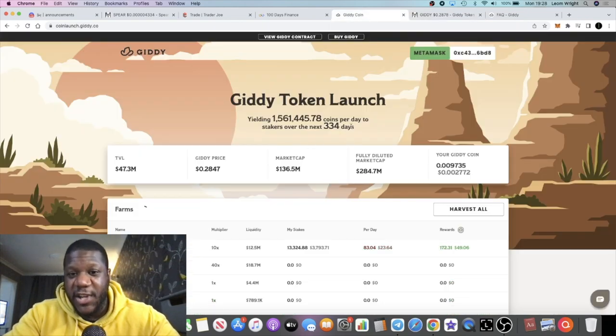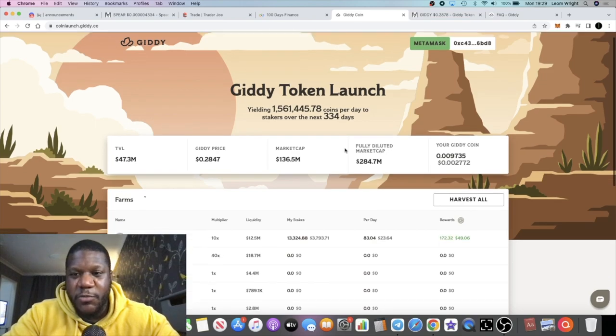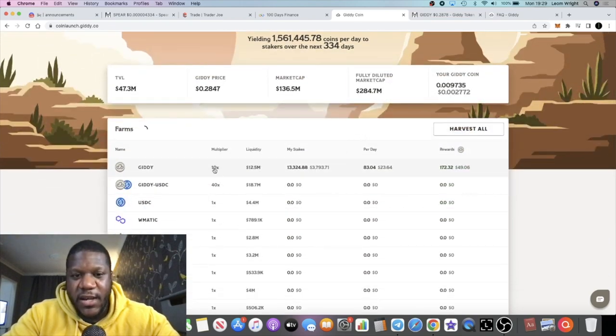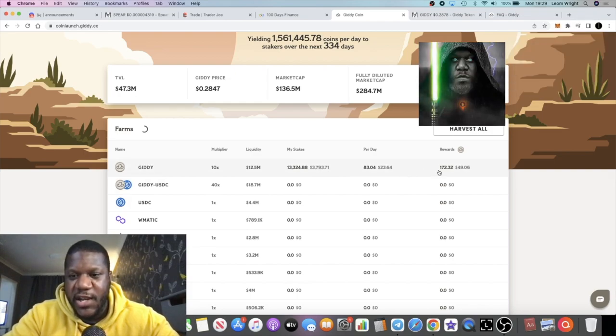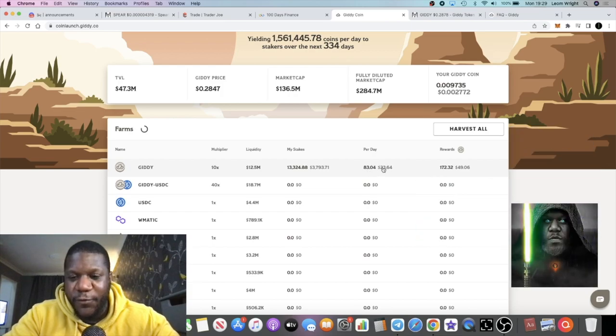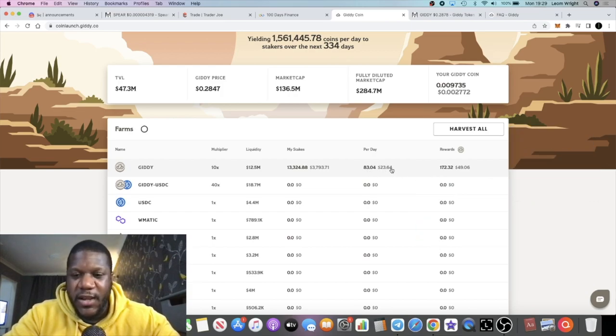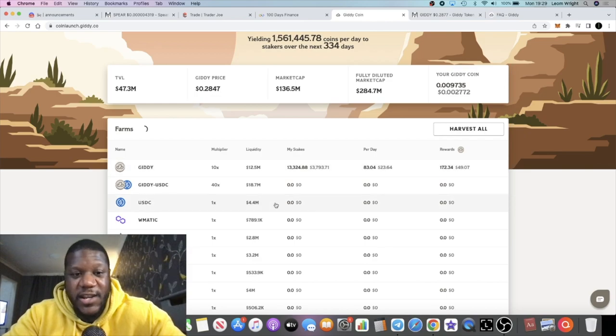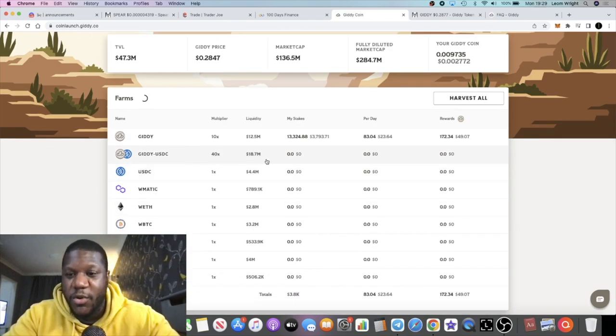I'm also staking some Giddy on their staking platform, okay? So you have this separate website, coinlaunch.giddy.co, and you can stake and earn over the next 334 days. So people are locking up their Giddy, and you've got the Giddy stake in here on a 10x multiplier. I've got just under $4,000 in here. That's earning me approximately 83 Giddy per day, which is approximately $23.64. It's not astronomical, but rather than just holding the Giddy, you can stake it and get some yield. Or you can farm the Giddy on a 40x multiplier and earn a decent yield on that as well.